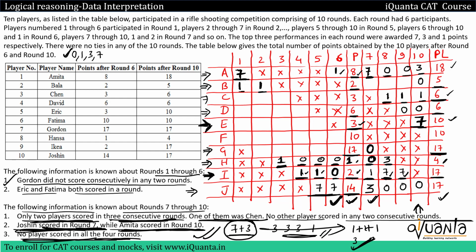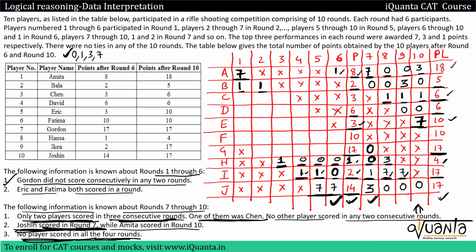We cannot give him 3 points in round 7 because J is already scoring 3 points in round 7. Can we give him 3 points in round 8? No, because H is scoring 3 points in round 8. Can we give him 3 points in round 9? Yes, nobody is scoring 3 points in round 9, so we'll give him 3 over here. Now the total of B is becoming 5, so he will get 0, 0 over here. So we have filled everything from round 7 to 10.